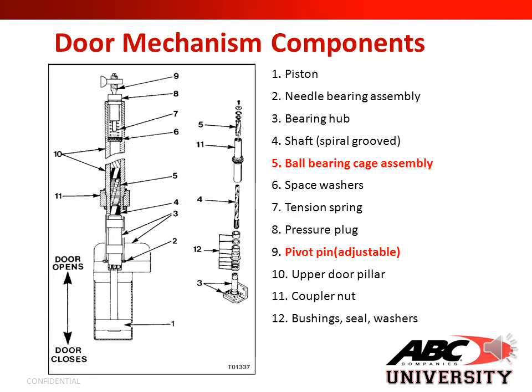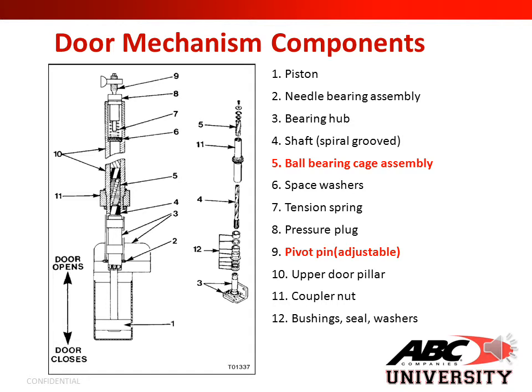Door mechanism components. Number 1 is your piston. 2 is your needle bearing assembly. 3 is your bearing hub. 4 is your shaft. 5 is your ball bearing cage assembly. 6 is your space washers. 7 is your tension spring.